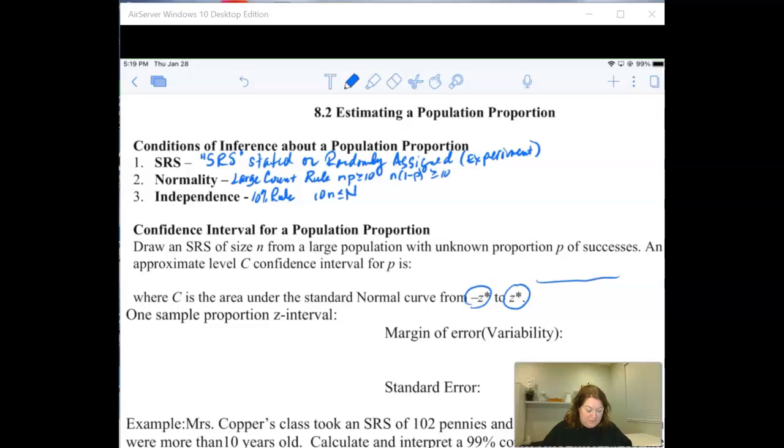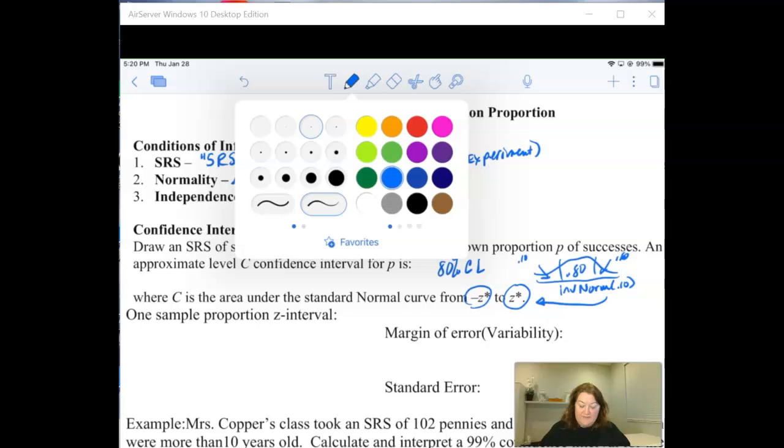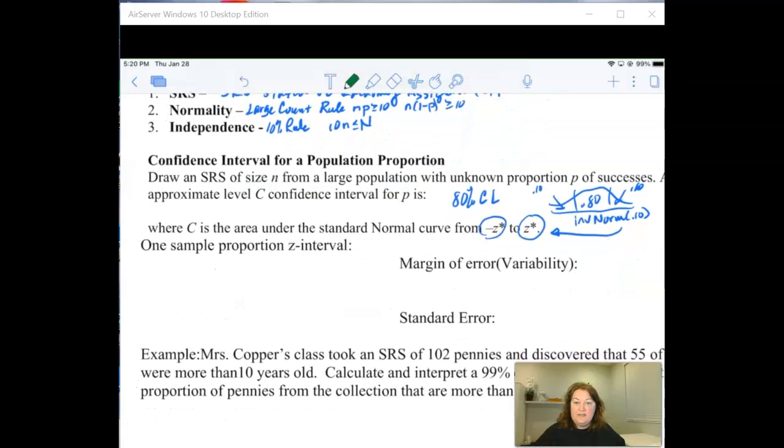So again, just a quick reminder here that if they tell us we are doing, let's say, an 80% confidence level, then we are looking for 80% in the middle. The remaining 20 would be split with 10 on each side. And we could get to that z-star score by doing inverse norm of 0.10, and then that would give us our negative and our positive z. Right?